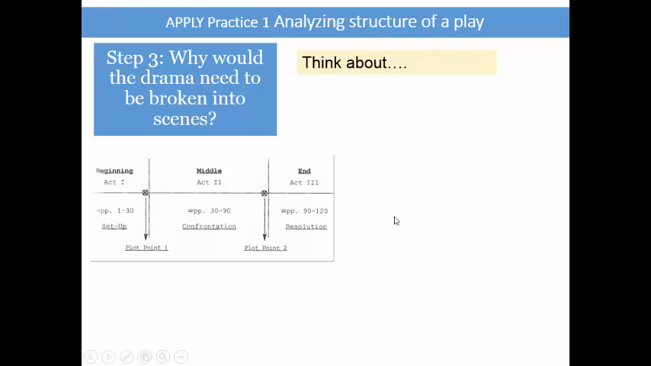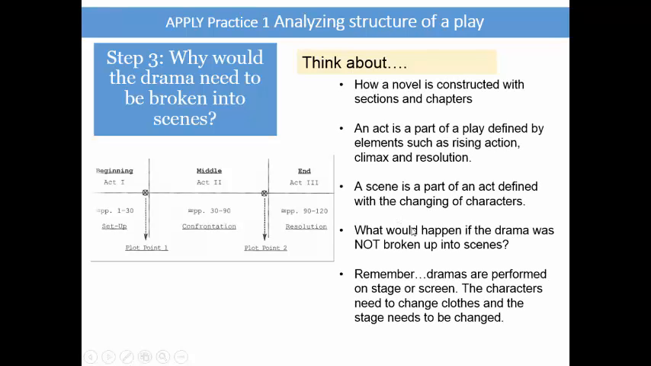So, when you're reading a drama, think about how a novel is constructed with sections and chapters. An act is a part of a play defined by elements such as the rising action, the climax, and the conclusion. A scene is a part of an act defined with the changing of characters. Think about what would happen if the drama was not broken up into scenes, if it was all just one big thing with no structure at all.